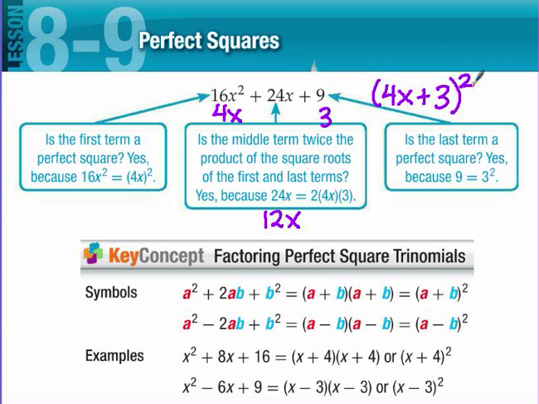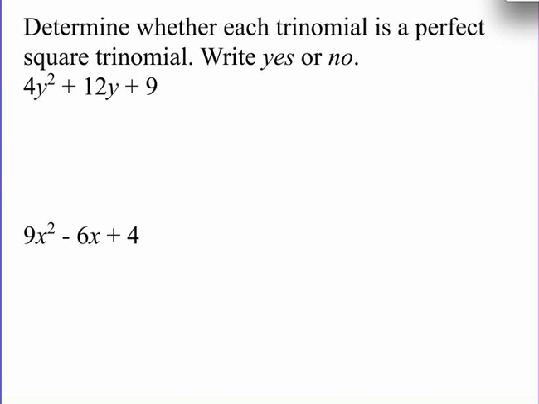Okay? So pretty straightforward. What if the first and the third numbers aren't? Then it's not a perfect square trinomial. What do you say then? Well, you'll see on our example, okay? Alrighty, so here are some examples.